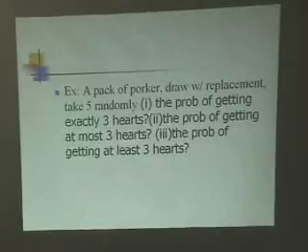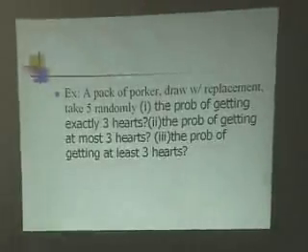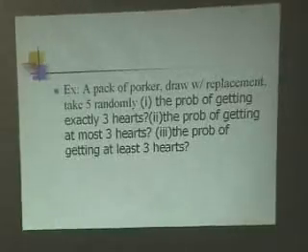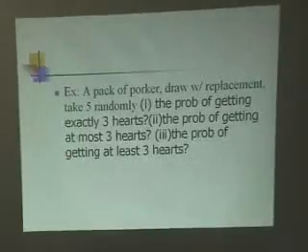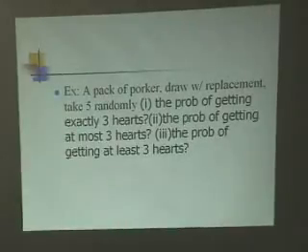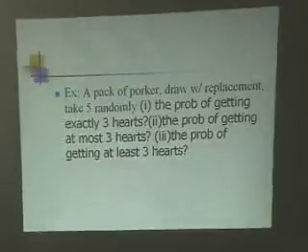So you are drawing 5 cards, right? You are going to draw 5 cards. What does at most 3 hearts mean? What are the possible values? 3, 2, 1, 0. Okay, because that's at most 3.